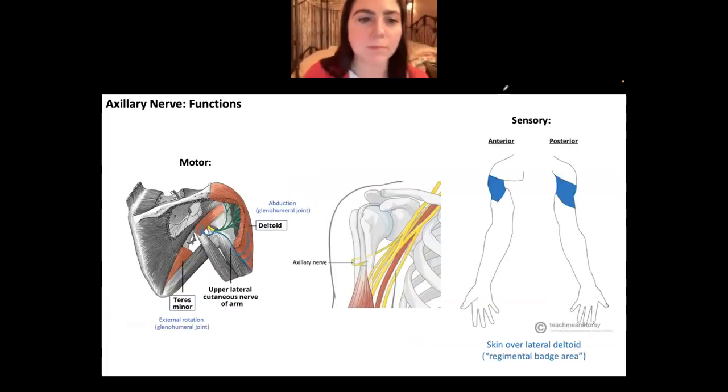Okay. So the functions of it. Its motor functions are going to be abduction of the glenohumeral joint. It basically innervates the deltoid muscle. That's the main thing that the axillary nerve does, is it innervates the deltoid muscle.